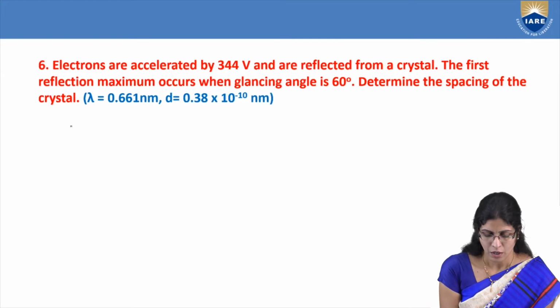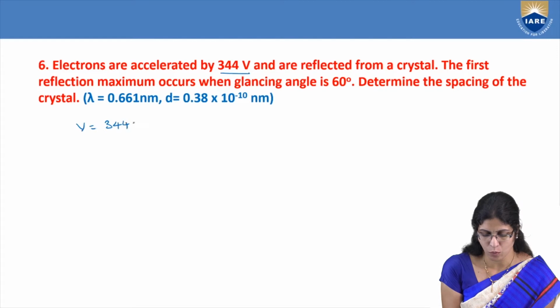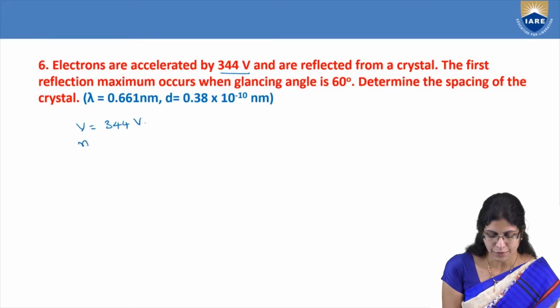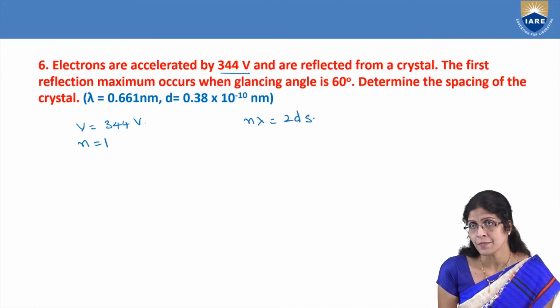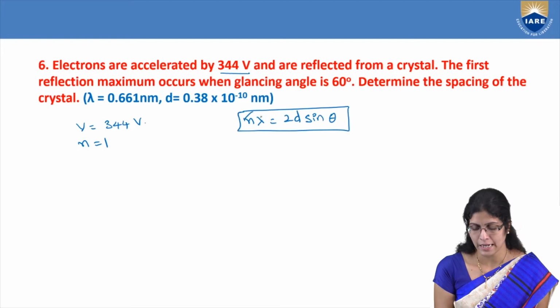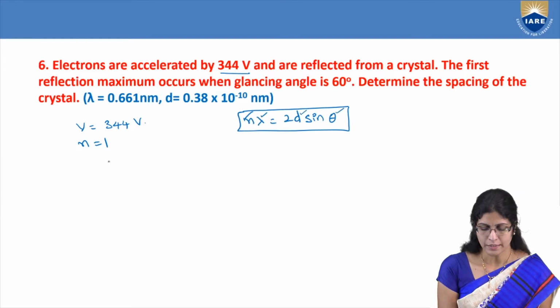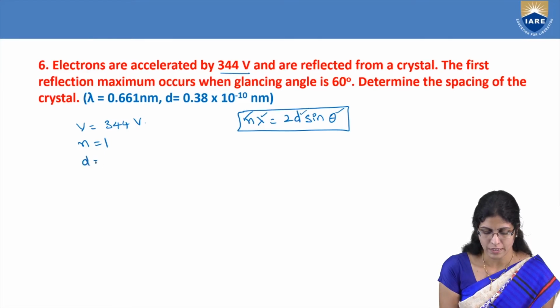So what is given here? Electrons are accelerated by 344 volts, so voltage is given as 344 volts, and reflected from a crystal. The first reflection maxima means we know Bragg's law: n lambda is equal to 2d sine theta. This is the formula where n is the order of diffraction, lambda is the incident wavelength, d is the interplanar spacing and theta is the glancing angle. So n is equal to 1, and what else is given? Determine the spacing of the crystal. That's all. d you have to find out.